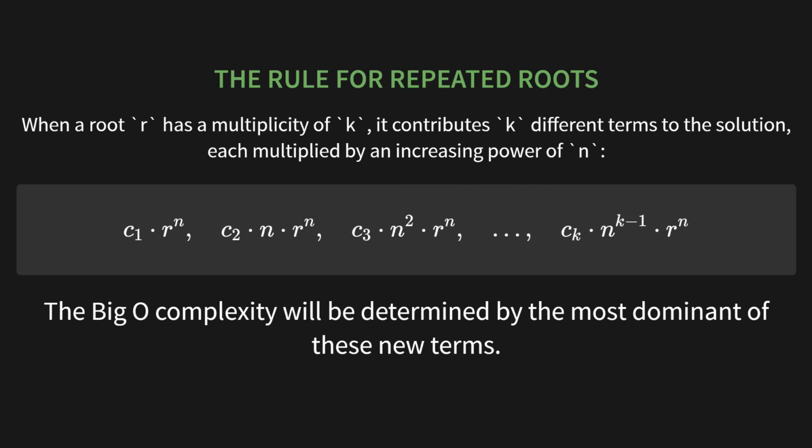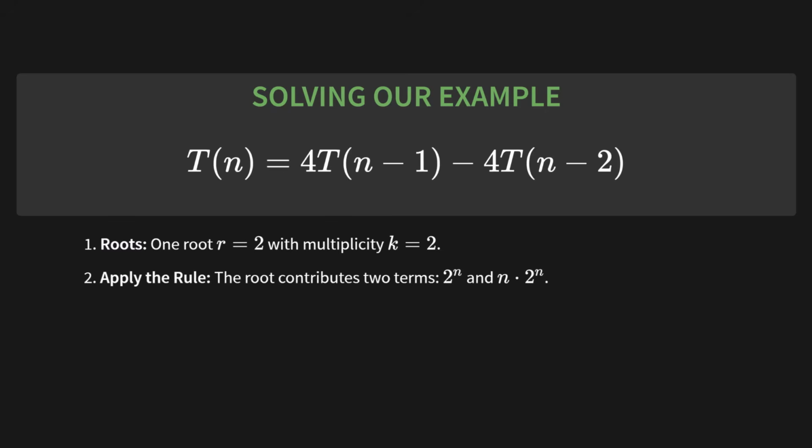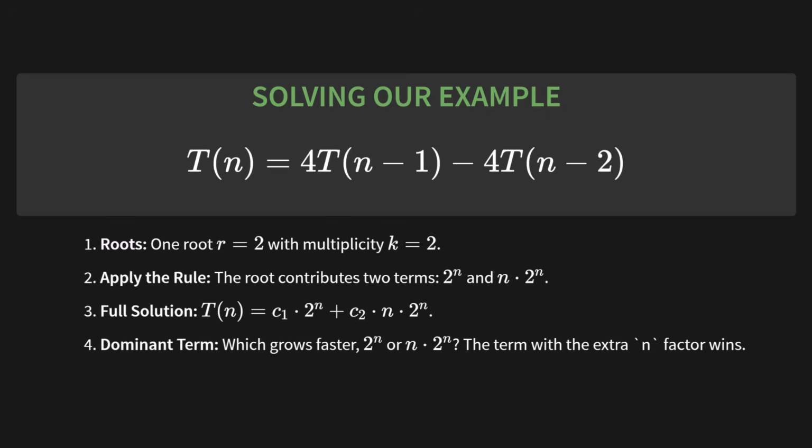Let's go back and solve our example. T of n equals 4T of n minus 1 minus 4T of n minus 2. We found one root, r equals 2, with multiplicity k equals 2. Now we apply the rule. The root contributes two terms, 2 to the n and n times 2 to the n. So the full solution is T of n equals c1 times 2 to the n plus c2 times n times 2 to the n. Now for the final step.